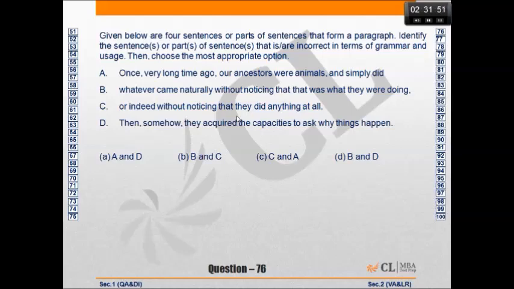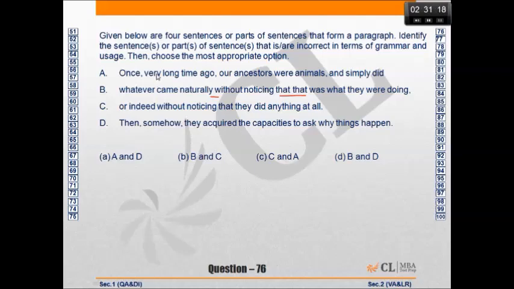Once very long ago, our ancestors were animals and simply did whatever came naturally without noticing that was what they were doing, or indeed without noticing that they did anything at all. Then somehow they acquired the capacities to ask why things happen. Again, I am confused. I am not sure if I know which is the right answer. I'll read the statements again.